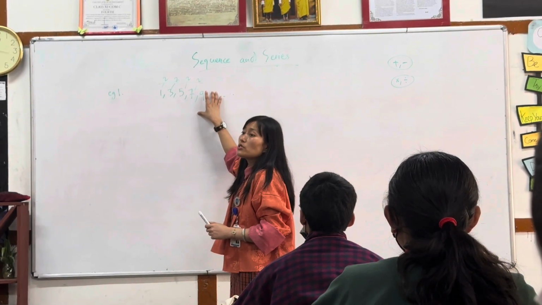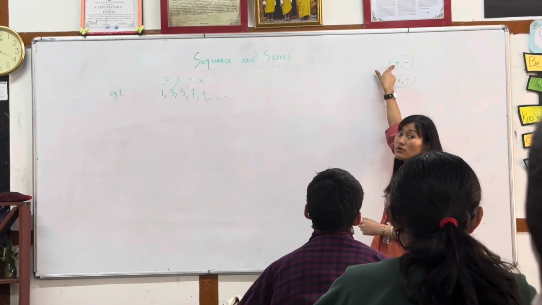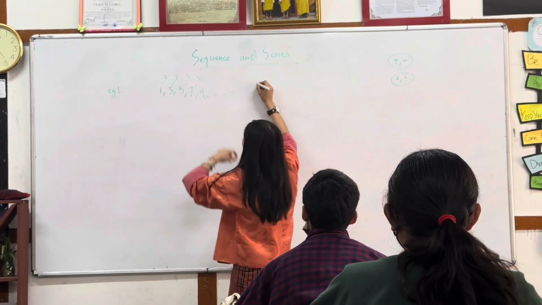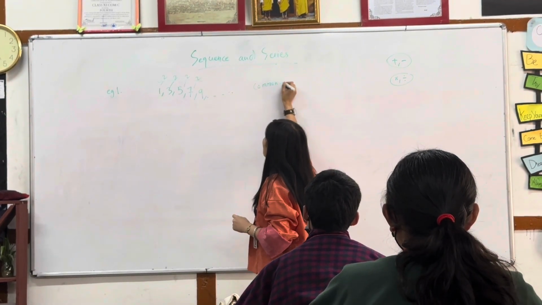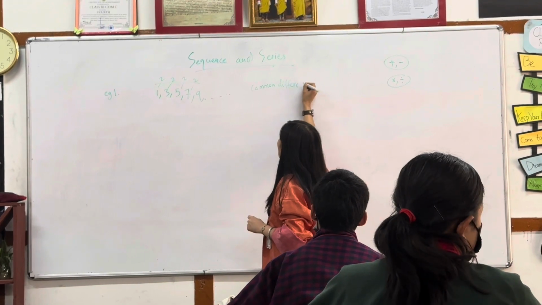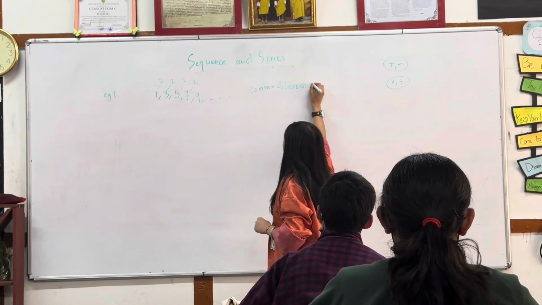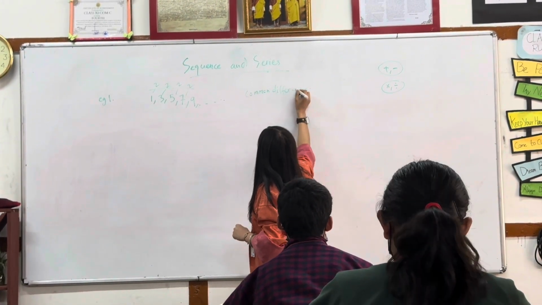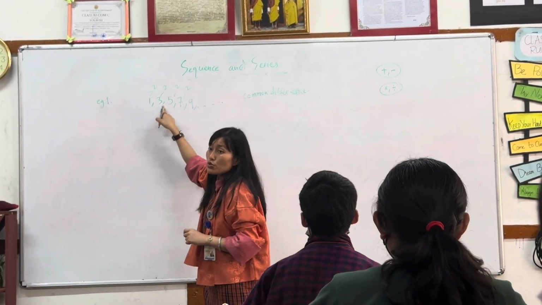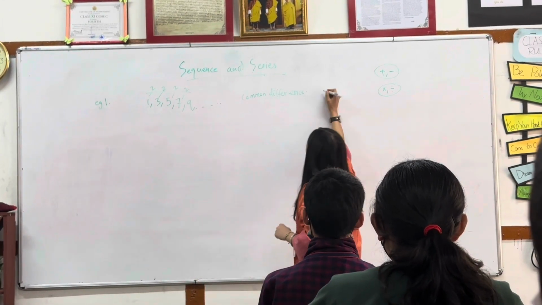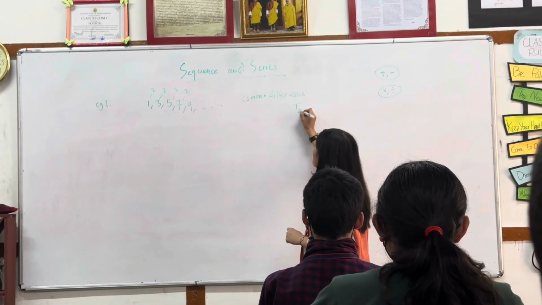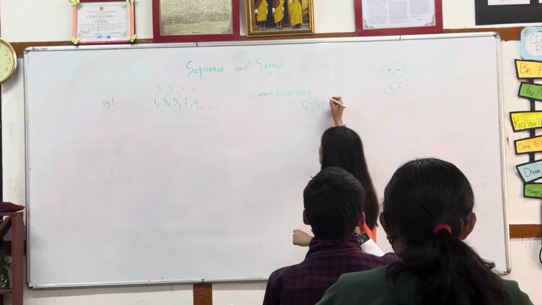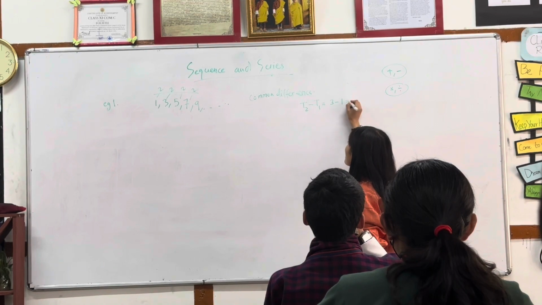And since the operation used is increasing, we see that there is this common difference. So what is common here? The rule I can find by the common difference. So my common difference is term 2 minus term 1. Term 2 is 3, and 3 minus 1 equals 2.